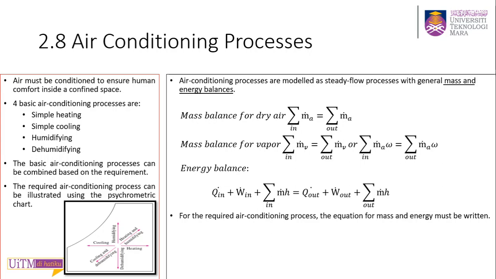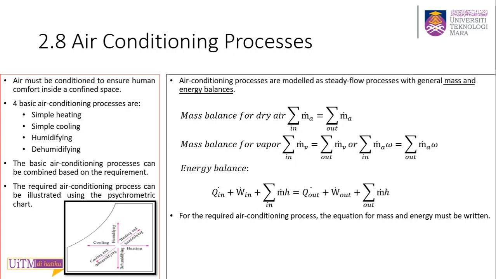And these four basic processes, we can combine them. Depending on our application, we may combine these processes. And using the psychometric chart, as we have seen in the last subtopic, we can visualize or illustrate what happens to the air during an air conditioning process, meaning that using the psychometric chart, we can plot and see what will happen in terms of the properties. Whether the temperature increases or decreases, or whether the specific humidity increases, decreases or remains constant.